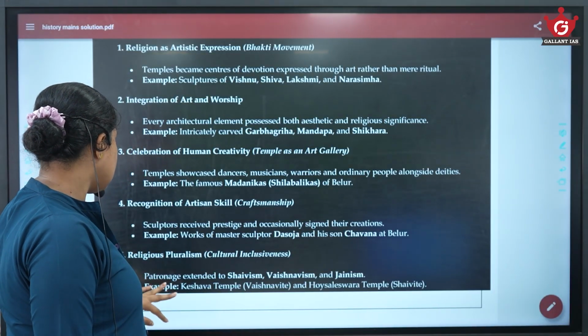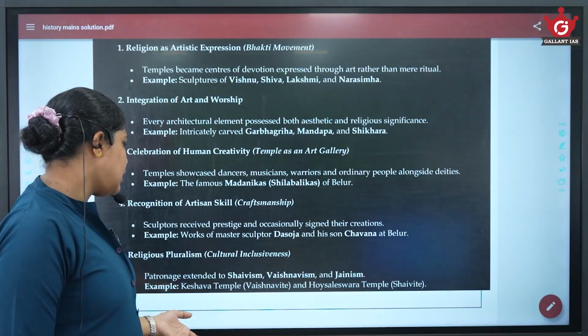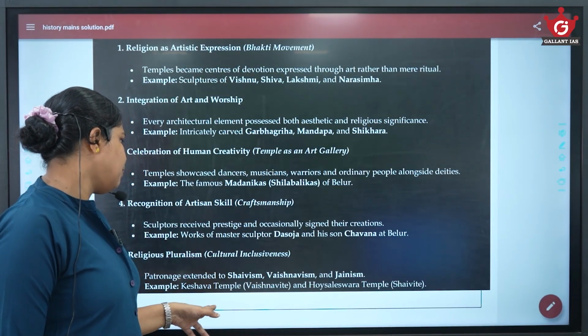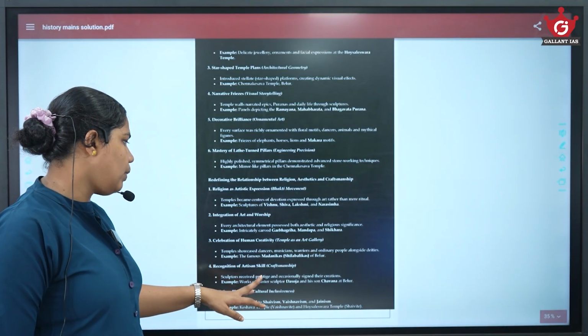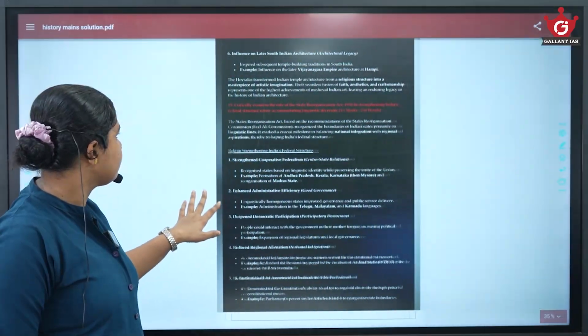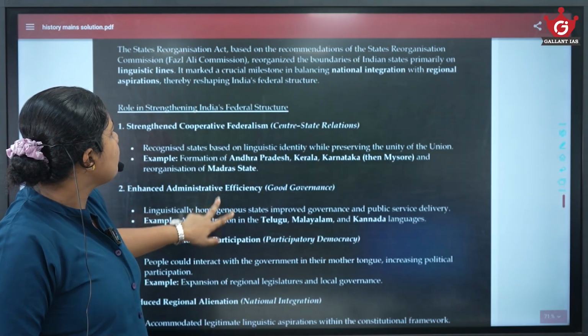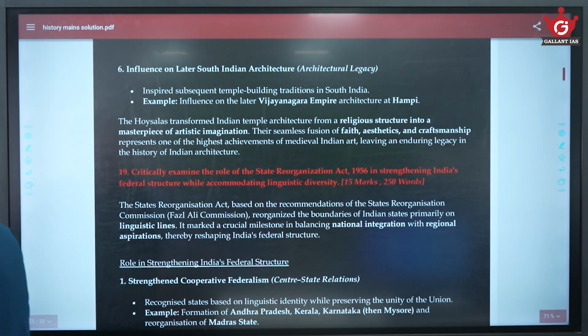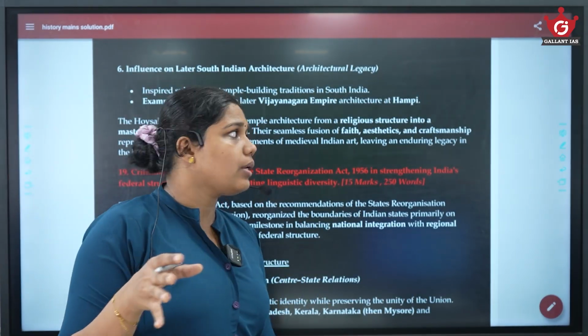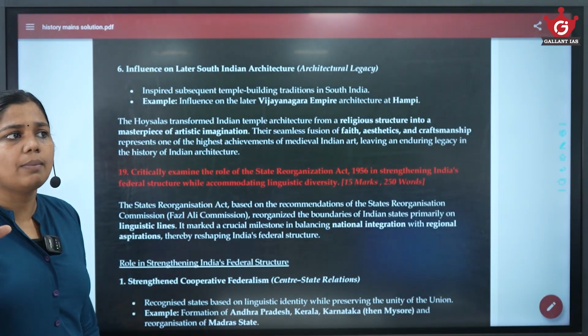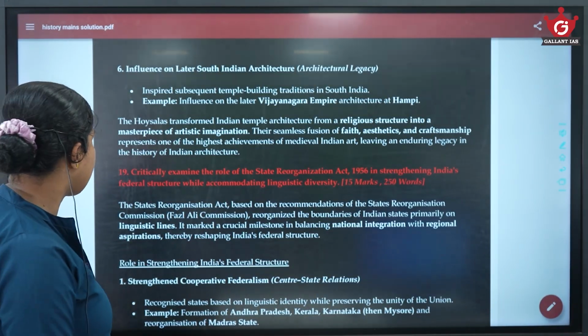Next, you can mention about religious pluralism. Patronage extended to Shaivism, Vaishnavism, Jainism. You can mention about Keshava temple, Hoysaleshwara temple, because one is Vaishnavite and one is Shaivite. You can also mention about influence on later South Indian architecture, how Hoysala style influenced later the Vijayanagara Empire, Hampi, etc. You can also mention there.